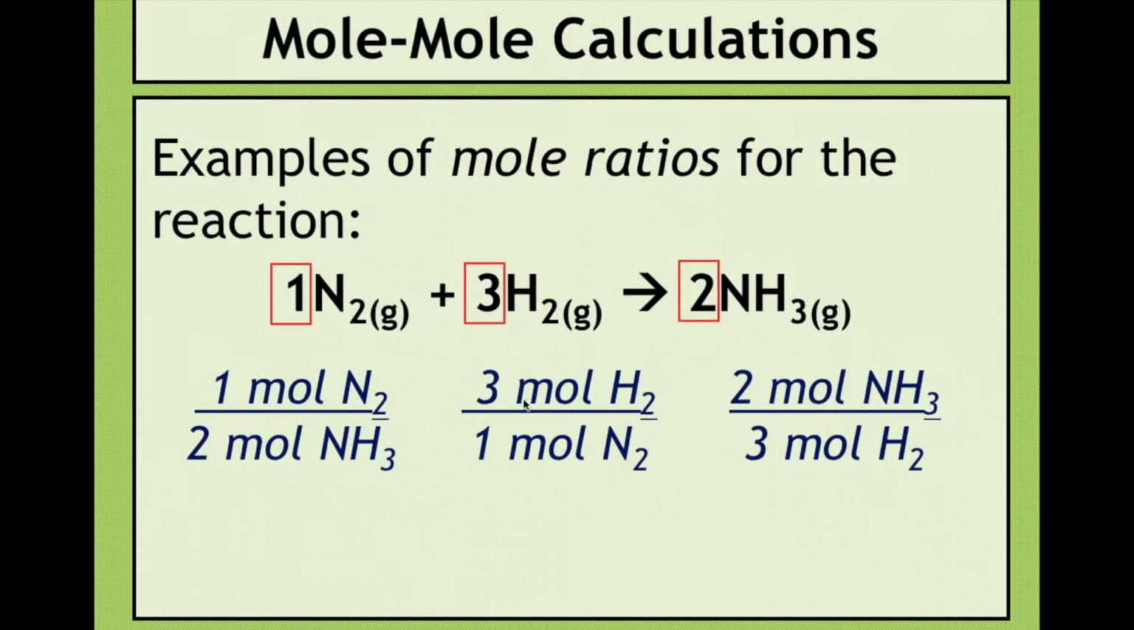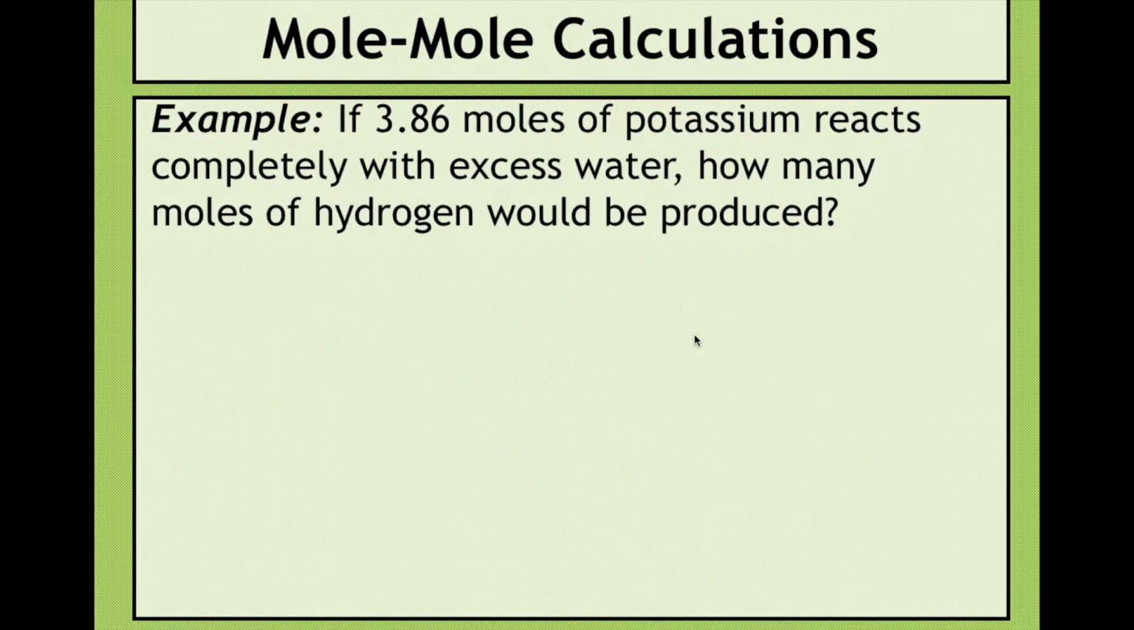For every 3 moles of hydrogen, you will need this many moles of nitrogen to react. For every 2 moles of ammonia, you will need 3 moles of hydrogen at least to create that. So there's a mole ratio, and you're just using these numbers. All right, first example.